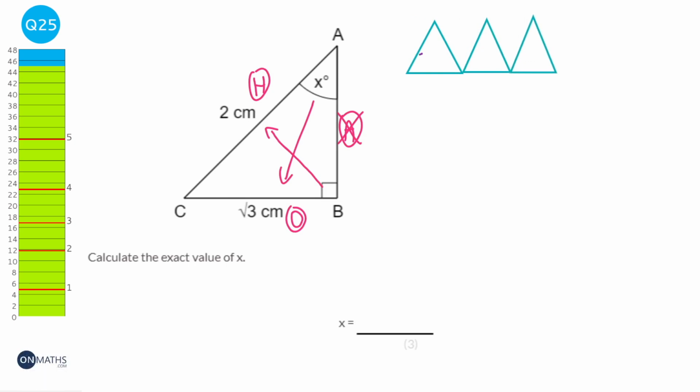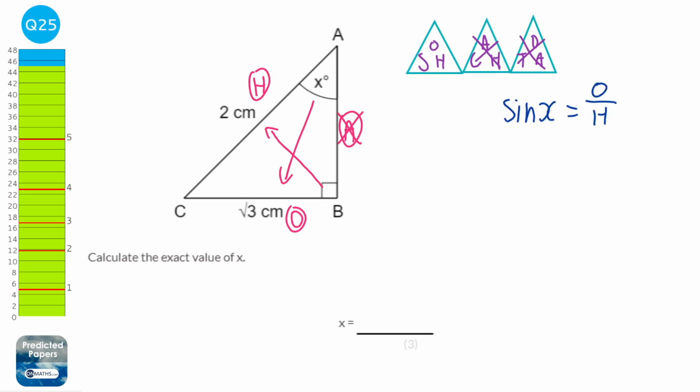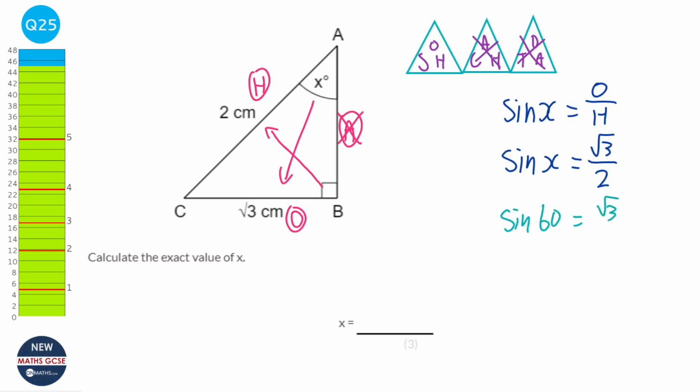And so we've got SOH CAH TOA. And we've just crossed out the adjacent, so we don't need this one and we don't need this one. And we're going to end up with SOH, which is short for sine the angle equals opposite over hypotenuse. The angle is marked as x, so sine x equals root 3 over 2. You need to know from memory that sine 60 is root 3 over 2. And notice here that the x therefore is going to equal 60.